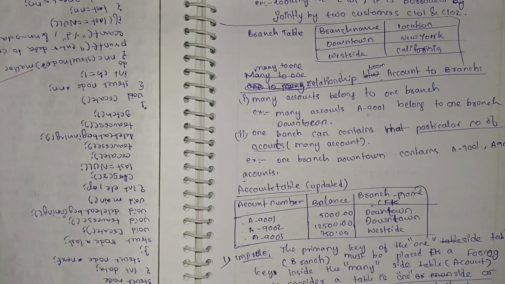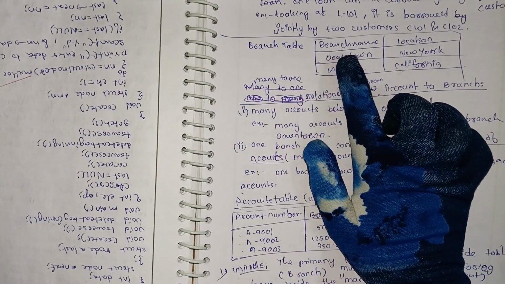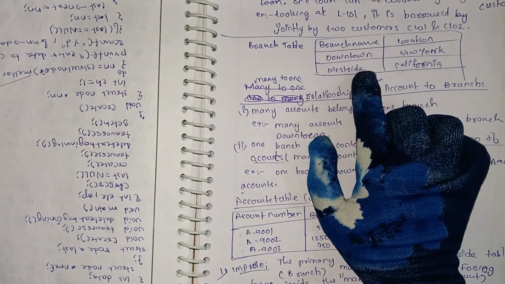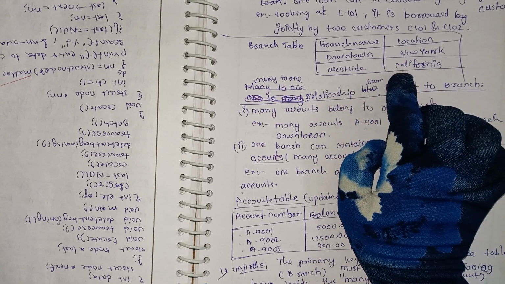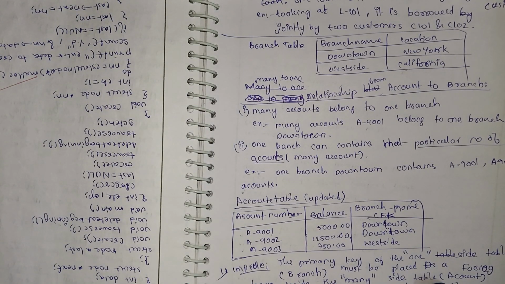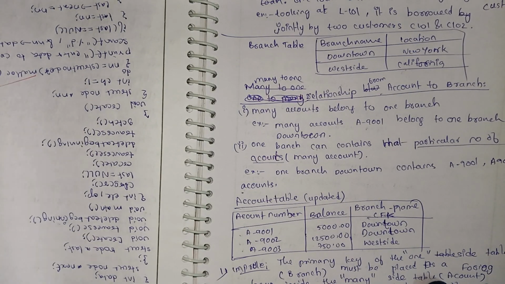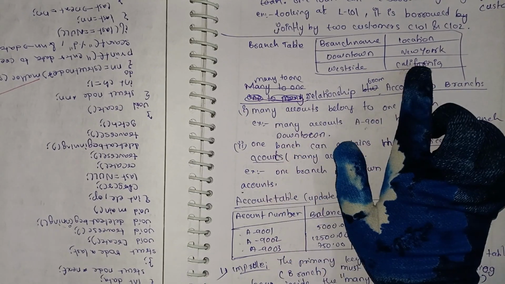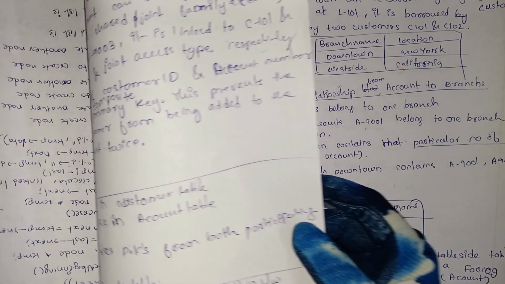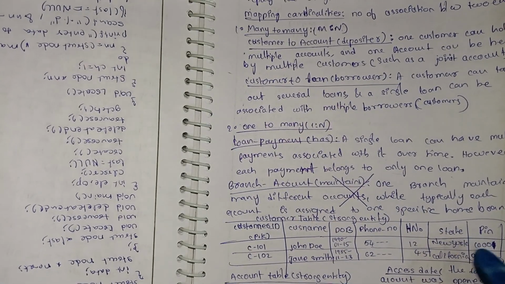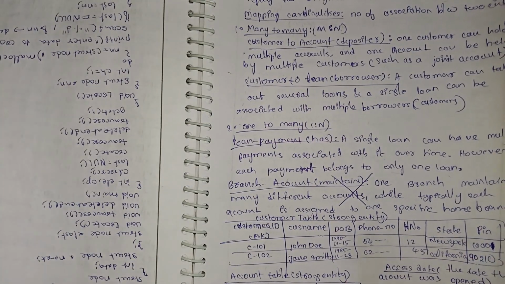Here the branch table contains branch name and location: downtown, west side, New York and California. These locations we have used in the customer table also, here in the states New York and California.